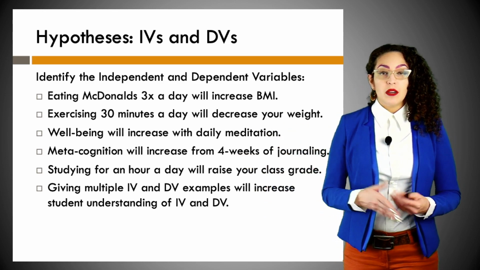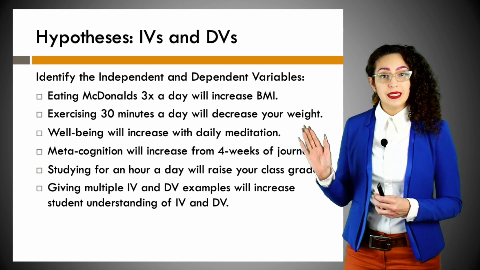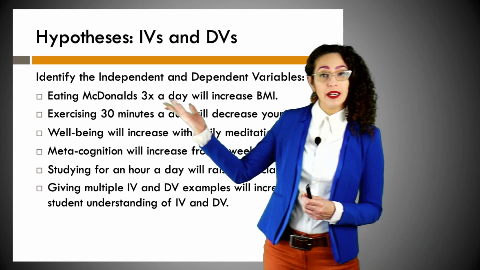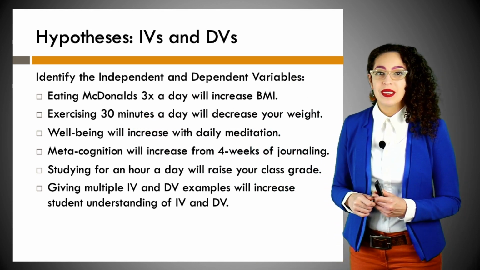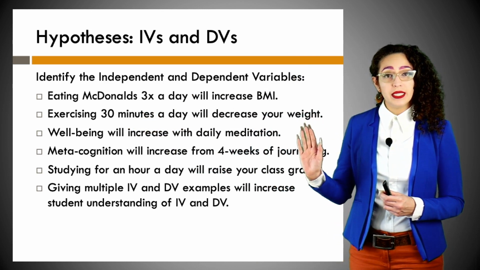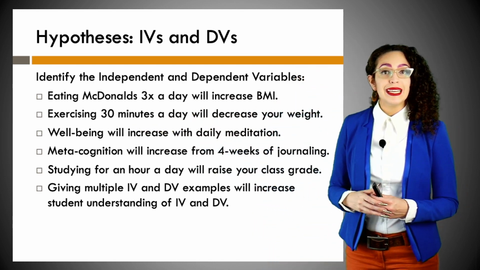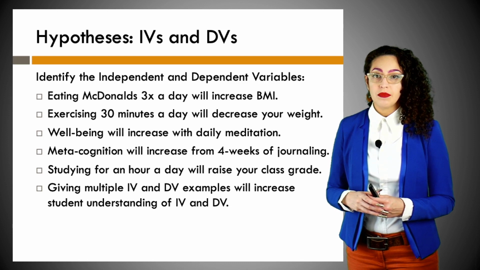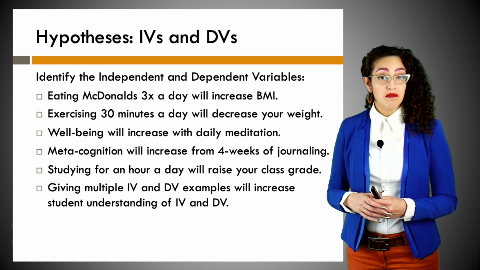Exercising 30 minutes a day will decrease your weight. This is kind of similar to the last one. Our weight is the thing that depends on how much you exercise and how much you eat, but we'll talk about that later. So in this case, the weight is the dependent variable, and the number of minutes you exercise is the independent variable.